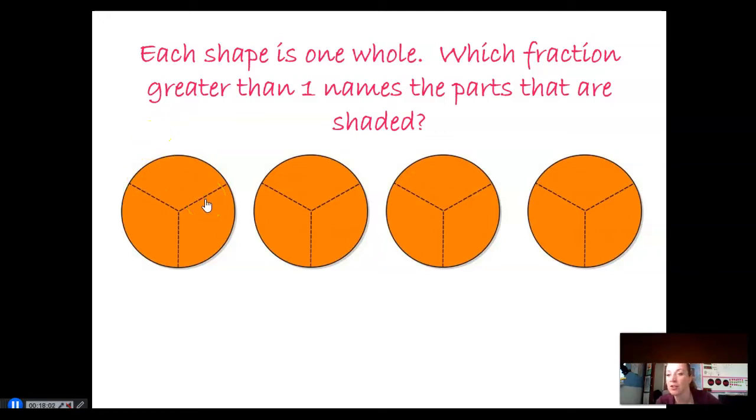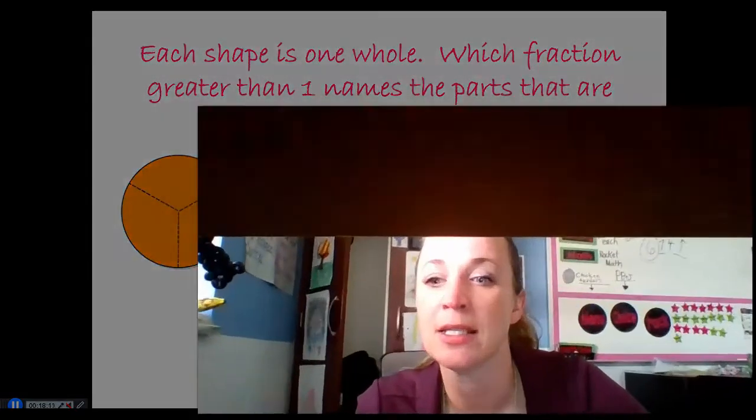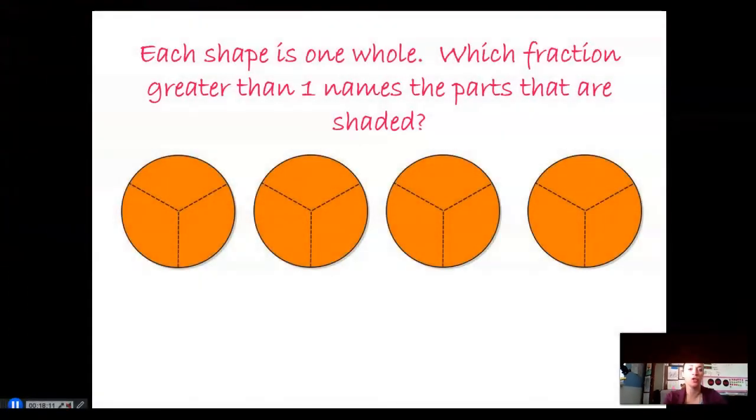And if the denominator does not change, 1, 2, 3. So what is your denominator? Well, it's the first picture, and it never changes. So our denominator is 3, 12 thirds. You should have gotten an answer there of 12 thirds.